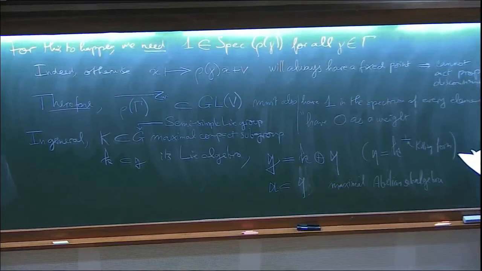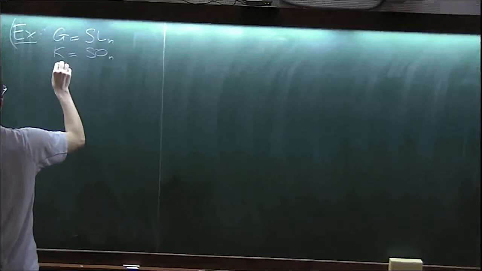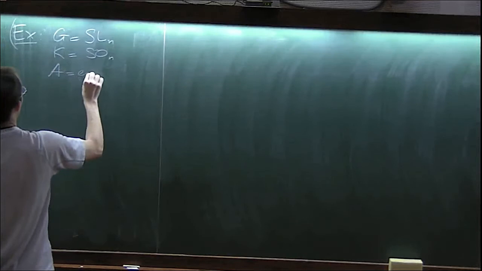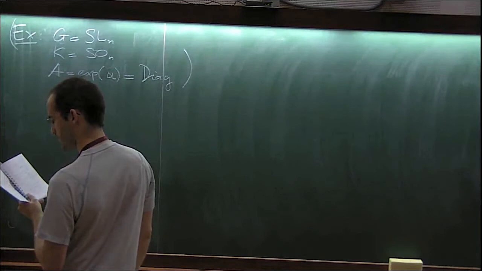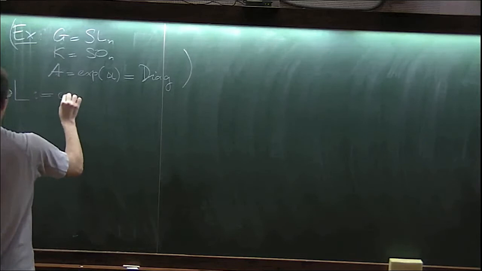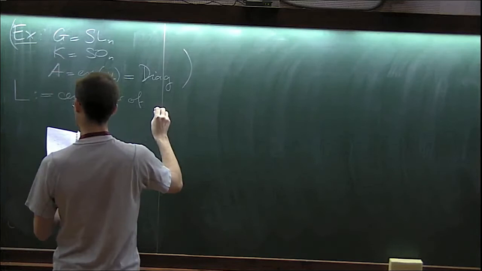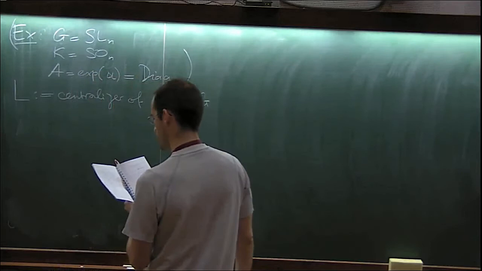In the example with SLN, K is going to be SON, and A. Well, capital A, the exponential of lowercase a, is just a group of diagonal matrices. And then there's a group called L, the centralizer of A in G. Now I can state Smilga's theorem.